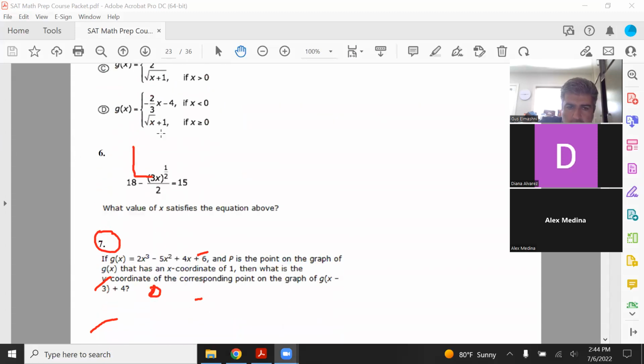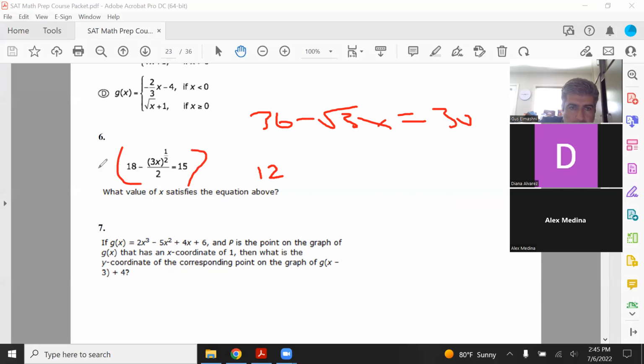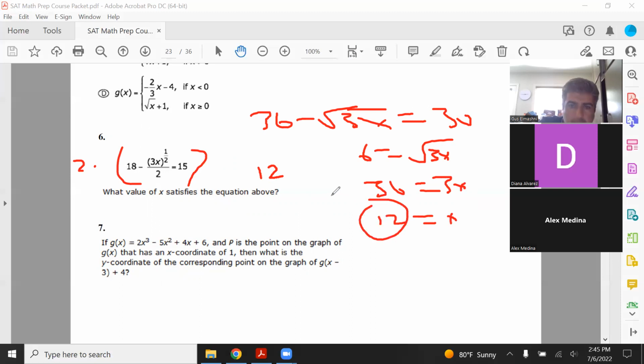Do you guys get answers for 6 or 7? No. I think I got 12 for 6. Okay. Let's see here. That would be 36 minus root 3x equals 30. Multiply everything by 2, just so you know. Okay, and then I have 6 equals root 3x. 36, I would agree. Yep, you got it. Good work. Outstanding. Yep, that's 12.